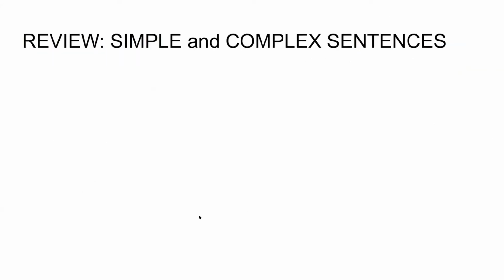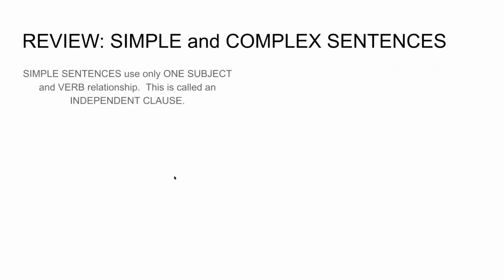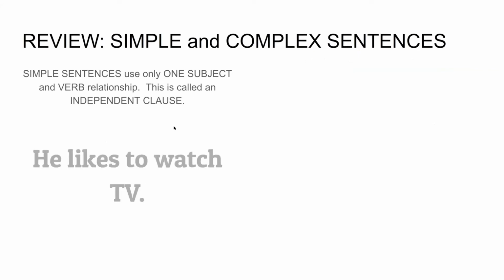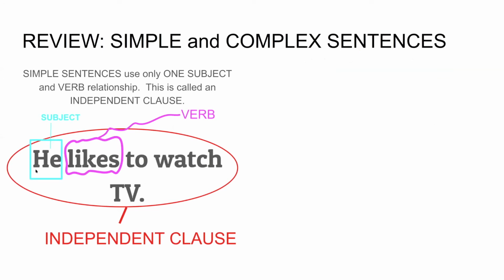All right, so let's review what we were talking about so far. So again, this morning, we're looking at the difference between simple sentences and complex sentences. So once again, remember, a simple sentence uses only one subject and verb relationship. So again, we refer to that as the independent clause. So again, in my example here, he likes to watch TV. So again, this entire sentence is an independent clause. It's independent because I have one subject and one verb, and I don't have any other connecting words in the sentence. So in this case, this is a simple sentence.